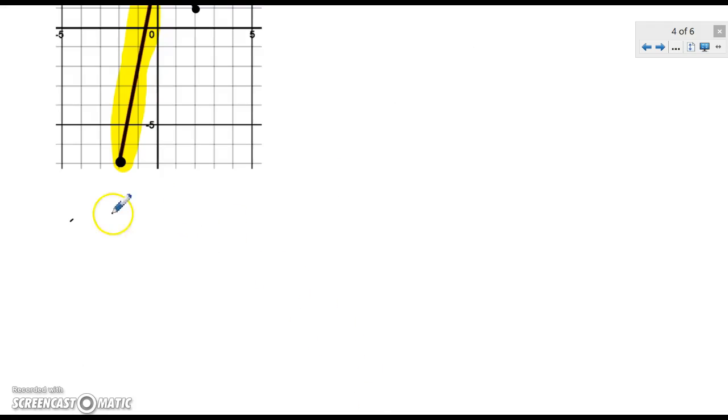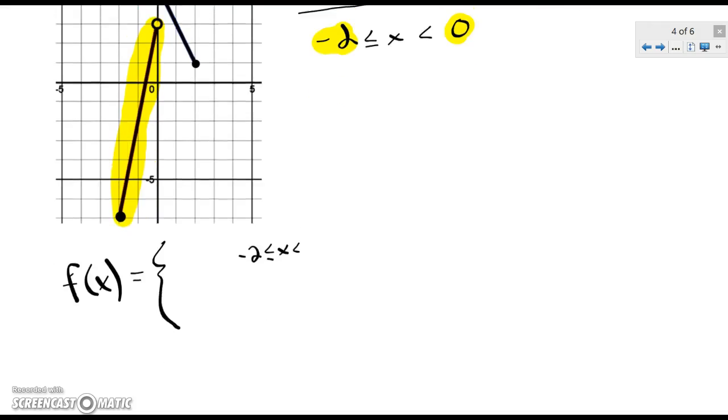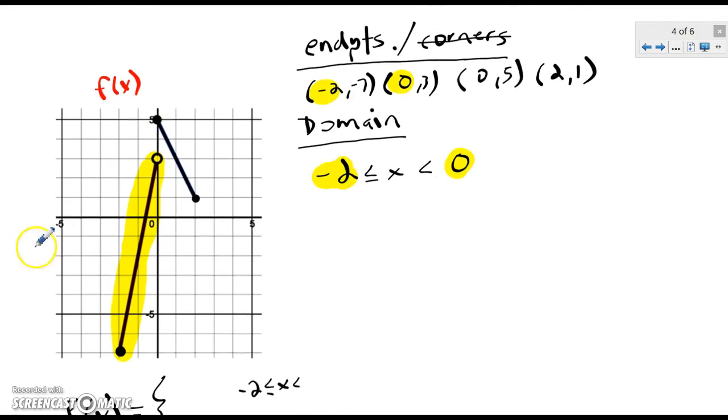Great, we have our domain of the first subfunction, so I'm going to begin to write our piecewise function. We don't know the function yet for the first domain, but we know the domain is from -2 to 0, and x is not equal to 0. Next step in writing the equation from the given piecewise discontinuous graph is finding the slope of this first interval.